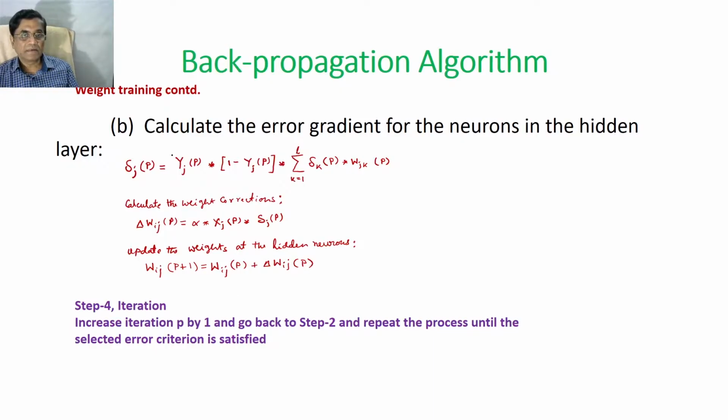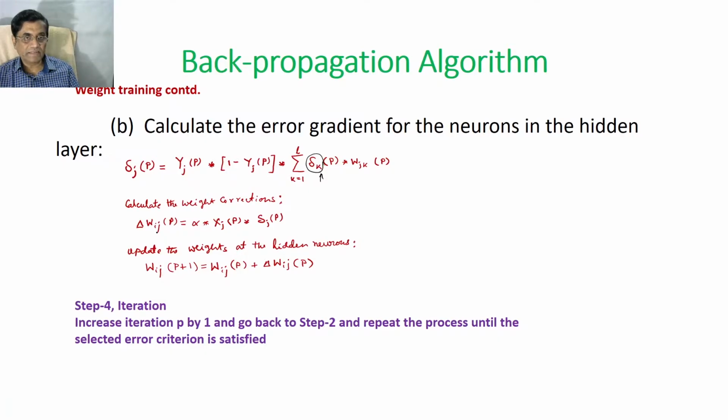Then calculate the error gradient for the neurons in the hidden layer. For the hidden layer, since these are also contributing to the error, I need to multiply by the summation of all the wjk, which is actually contributing to the error. So this will be the error gradient at the output layer times this factor, because I am propagating only these together with this. This is already known, fine.